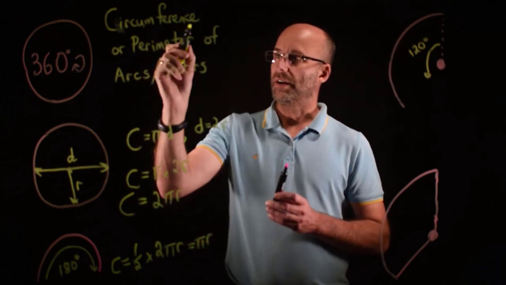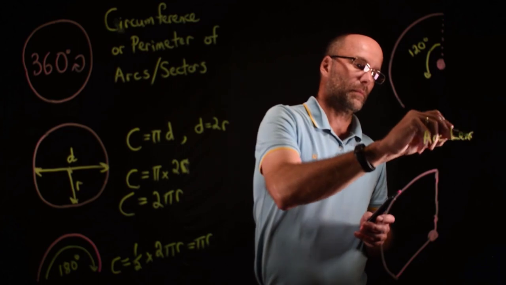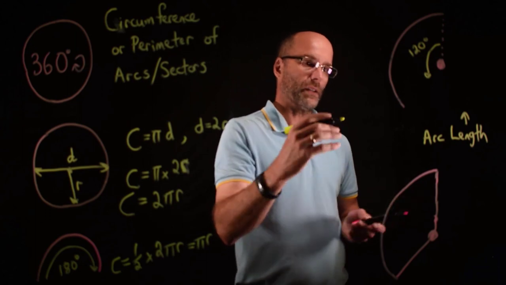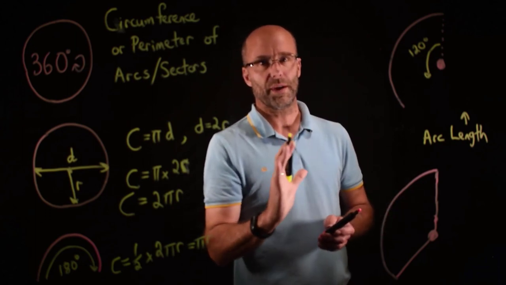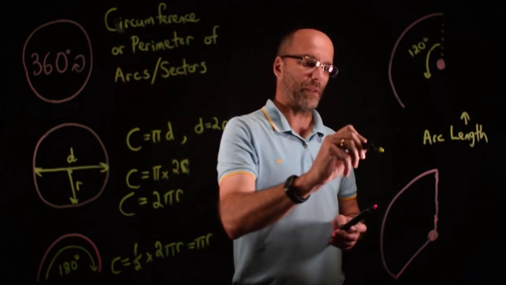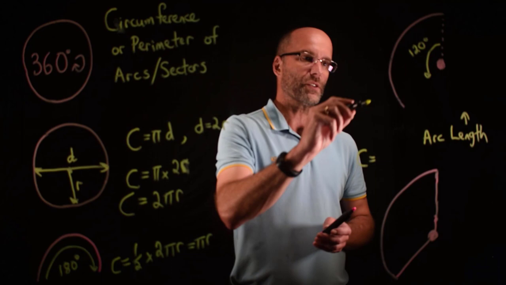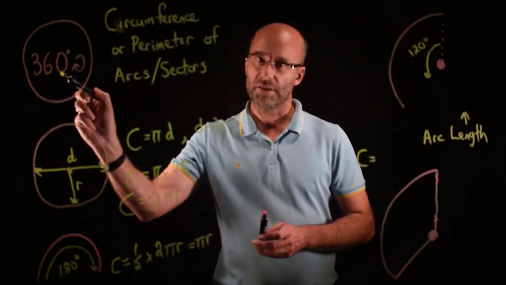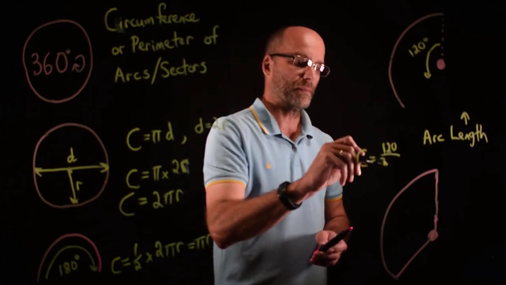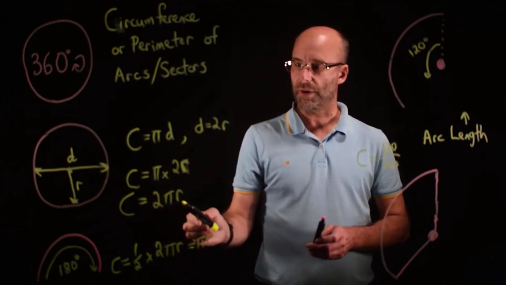So you can talk about circumference, or to be more precise, arc length. We can use C or A for arc length. A is a bit confusing because you don't want to get it confused with area, so use AL. But let's just use C for circumference. So the circumference for something like this one is a fraction of a full circle. We have 360 degrees in a full circle, so we have 120 out of 360, times 2 times pi times r.